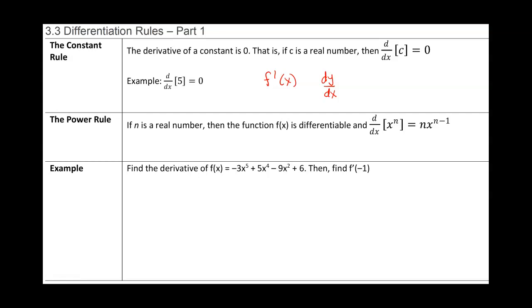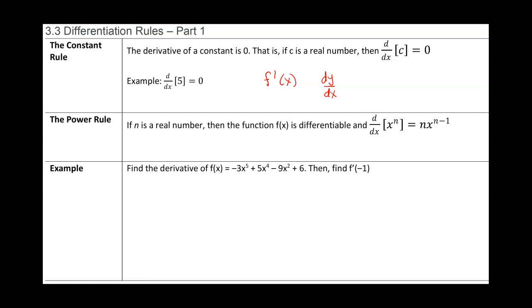In chapter 2, we talked about the derivative, which is the slope of a tangent line at any given point on a curve. And the process of finding the derivative is called differentiation. So in this section, we are going to talk about the rules of differentiation.